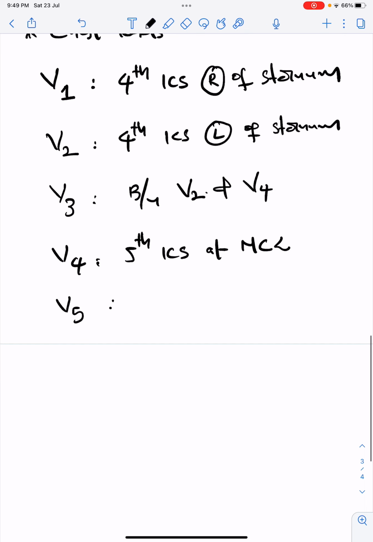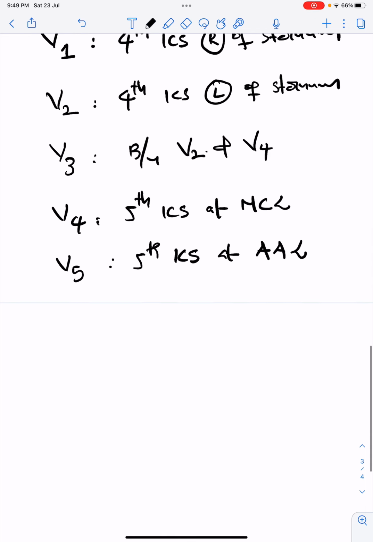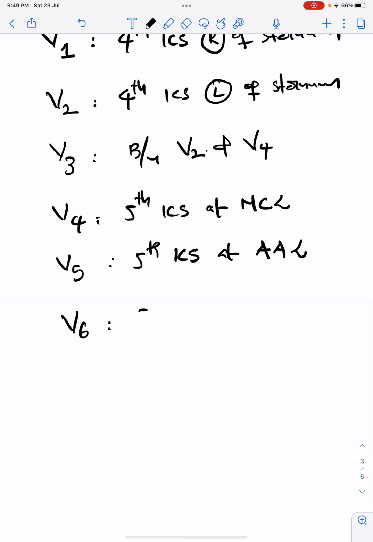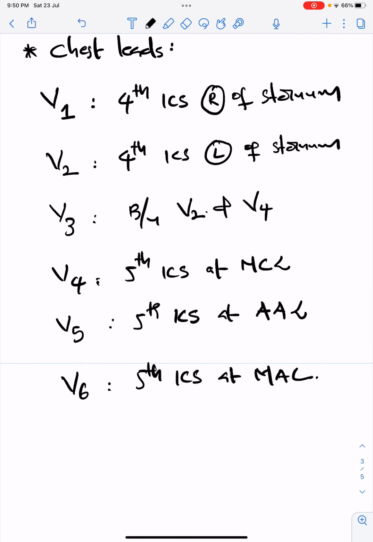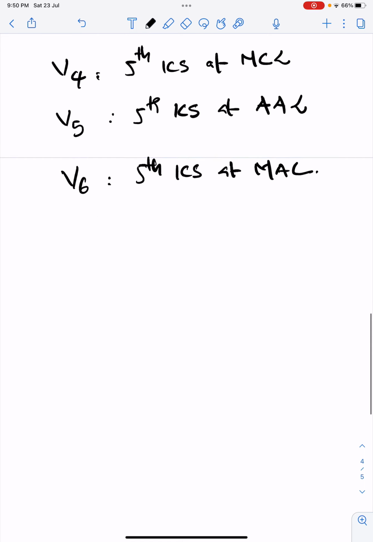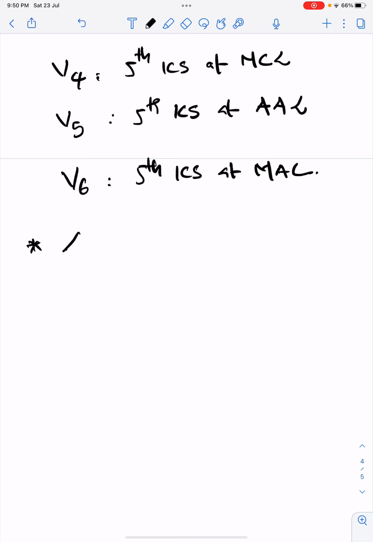V5 is again in the fifth intercostal space at the anterior axillary line. V6 is in the fifth intercostal space at the mid axillary line. So these are the leads. Now about leads and surfaces, that is, which leads represent each surface, that we are going to study now.